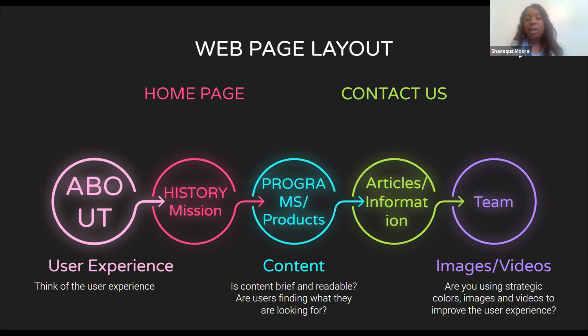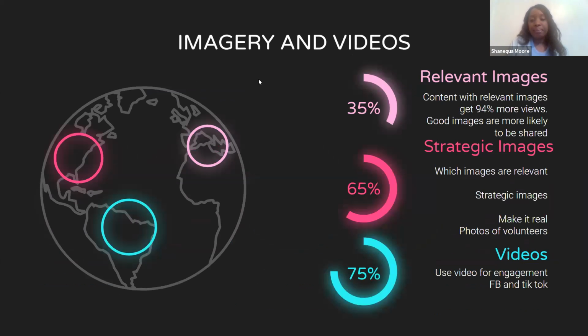Images and videos. This is another slide here, but using strategic images, colors, and imagery and videos helps to improve the user experience too. So you want to think about those things as well. On that topic, content with relevant images get 94% more views, and good images are more likely to be shared. So if you have a nice image up there, they're more likely to visit your website.